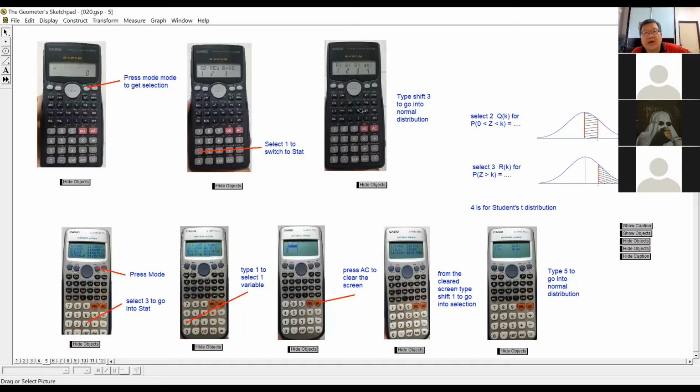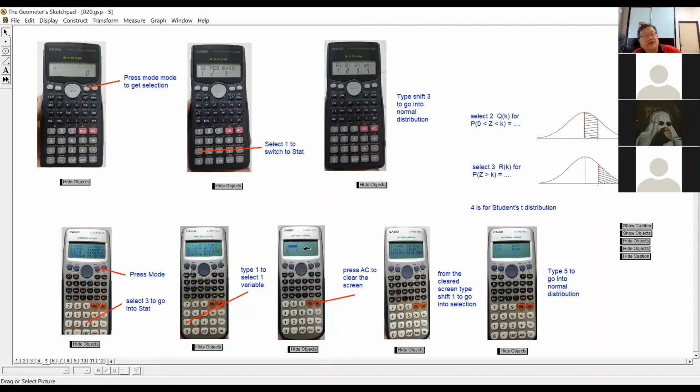What does this mean? I'm going to explain. Now for the rest of you, if you want to use the calculator, this one is very complicated. You press the mode, then you see this display, and you choose statistics. Statistics is number 3, so you choose 3. Then you have to choose one variable, because in statistics you can have two variables, x and y, but the one that we do now is only one variable. So you type one.